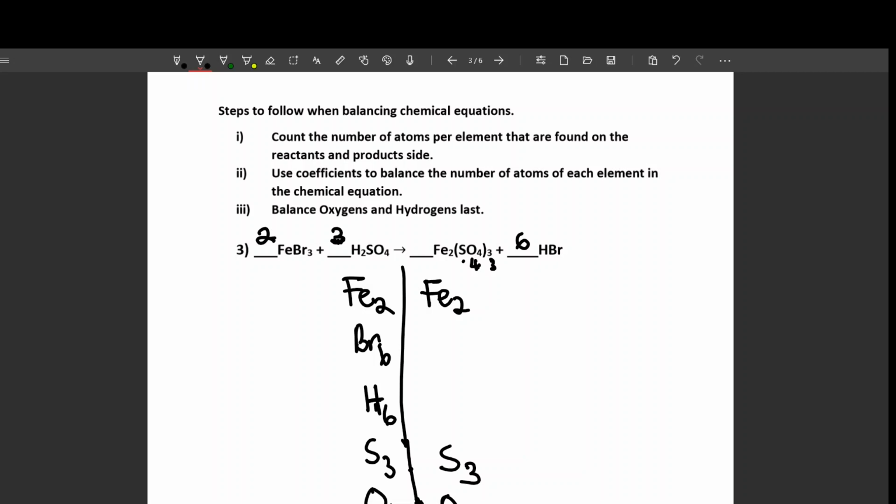We can now look at the remaining elements. So we have 6 hydrogen, because it's 6 times 1. And 6 times 1 bromine, 6 bromines. There we go: 2 iron, 6 bromines, 6 hydrogens, 3 sulfurs, and 12 oxygens. That's balanced.